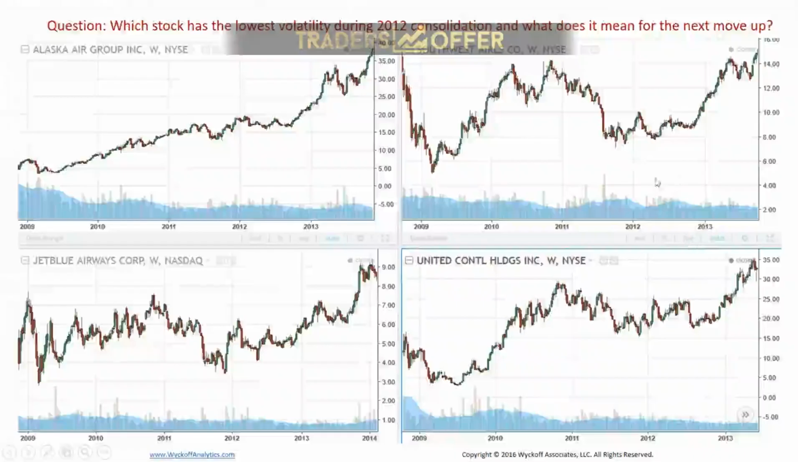All right, and this is a very interesting question, so let's get some answers. The question here is, which stock has the lowest volatility during the 2012 consolidation, and what does it mean for the next move up? So we are basically looking into this area right here.